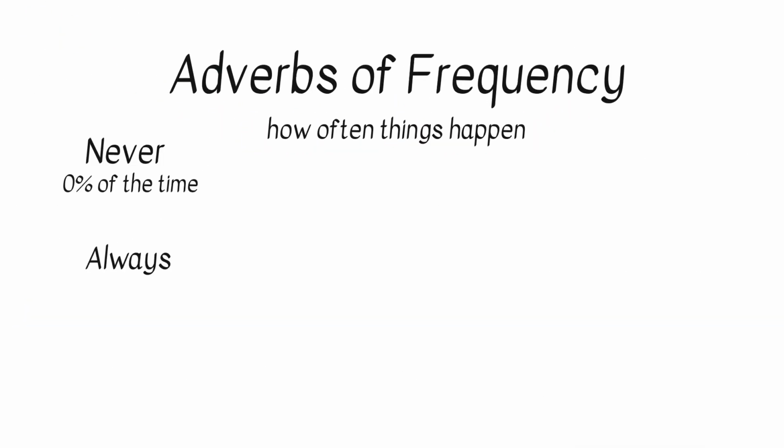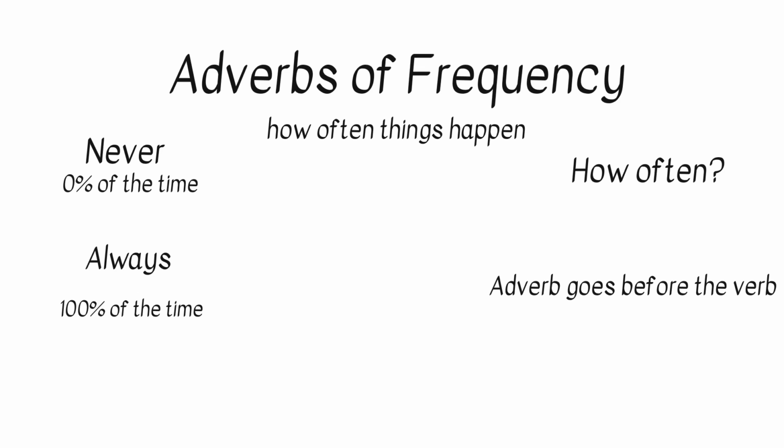Okay, let's recap. Today, we learnt about adverbs of frequency. We use adverbs of frequency to say how often things happen. Never is 0% of the time, and always is 100% of the time. We also learnt that to find out, we ask the question, how often? And lastly, we learnt that in a sentence, the adverb of frequency usually goes before the verb.